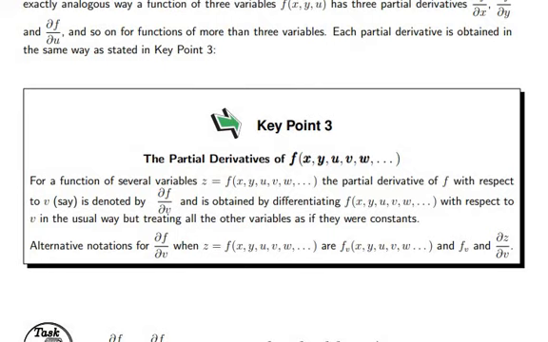If you continue the process, each partial derivative is obtained in the same way as stated in key point number 3, which we have already discussed. So for the partial derivative of f of x, y, u, v, w, here we can obtain the partial derivatives as del f del x, del f del y, del f del u, del f del v, del f del w, etc. In this way we will continue the process.